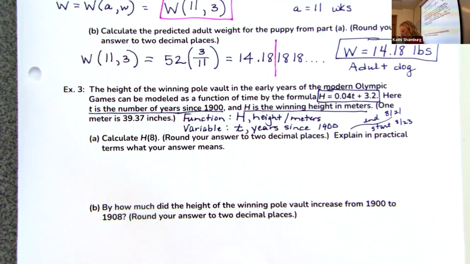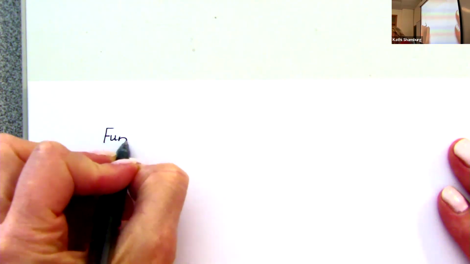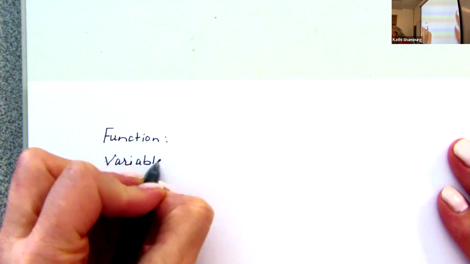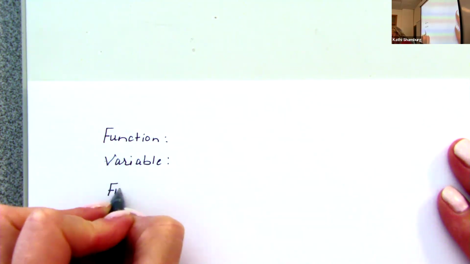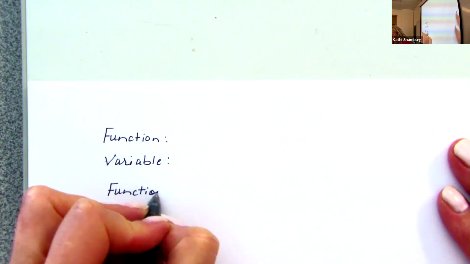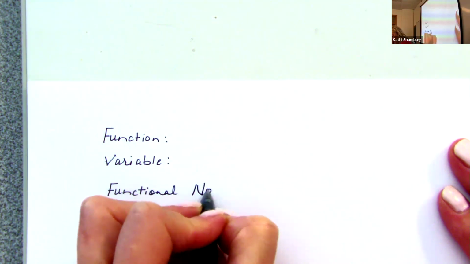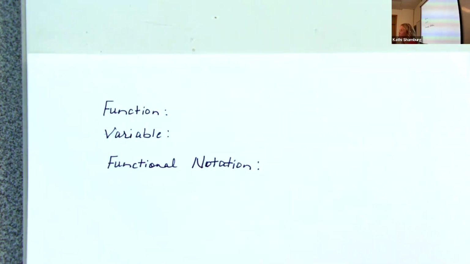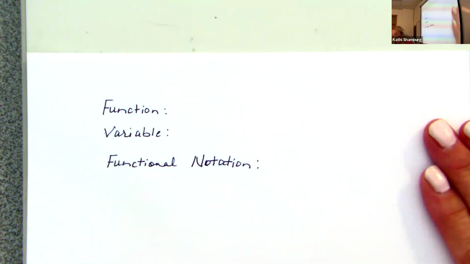All right, so recap of Wednesday. We talked about defining a function, defining a variable, and then being able to determine what functional notation is. Because again, as I spoke on Wednesday, it's all about learning the language that goes with this class.